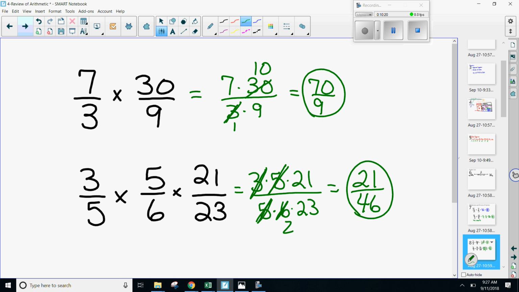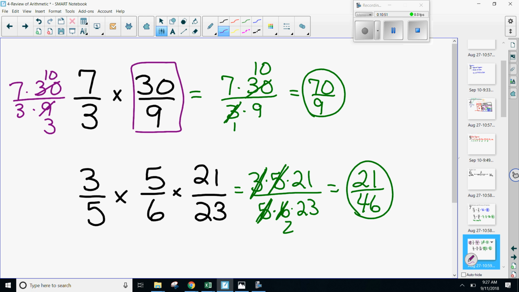If you write it out in this format right here, you realize where you can cancel. Sometimes people think you can only cancel across, but you can reduce within one individual fraction. What happens if I would have taken 7 times 30 over 3 times 9? Could I have done this? 3 goes into 9 3 times, 3 goes into 30 10 times. That still gives you 70 over 9. It's just that you are simplifying that fraction first instead of canceling the 3 with the 30. It doesn't matter. Either way will work.